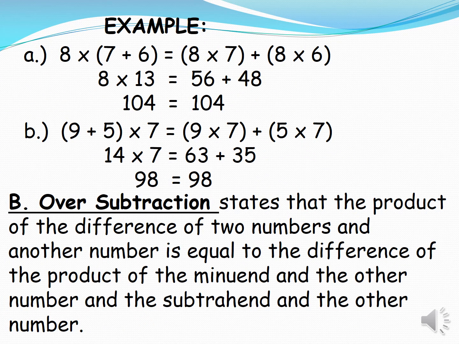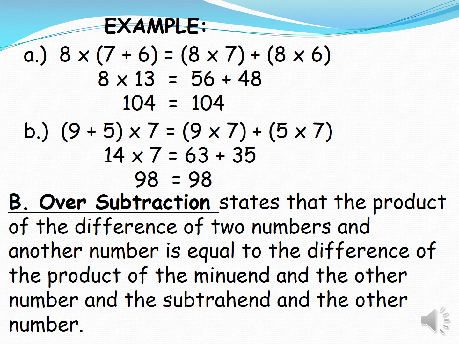Example, letter A. 8 times quantity 7 plus 6 is equal to quantity 8 times 7 plus quantity 8 times 6. So 7 plus 6 is equal to 13, and 8 times 13 is equal to 104. 8 times 7 is equal to 56, plus 8 times 6 is equal to 48. Then we have 56 plus 48 is equal to 104. So they are equal.